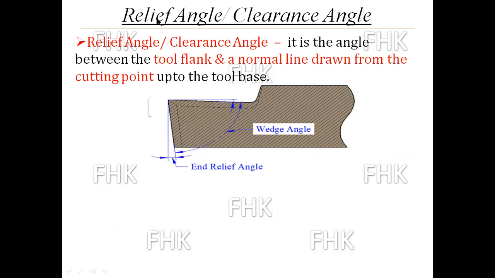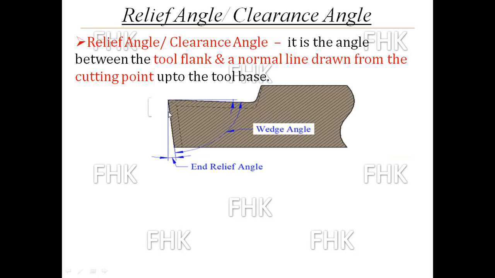The second angle is the relief angle or clearance angle. The name relief or clearance angle is given because it relieves the material, or it provides the clearance for removing the material from the bottom. It is the angle between the tool flank and a normal line drawn from the cutting point. So this is the cutting point, or it is also called the nose.